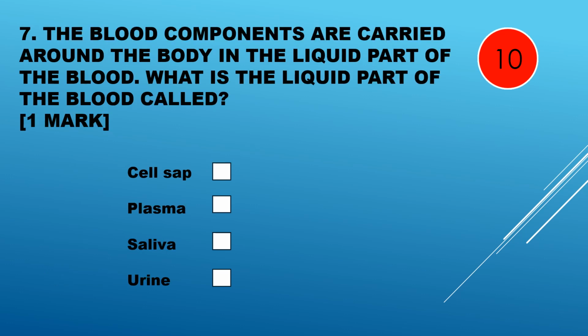Question 7. The blood components are carried around the body in the liquid part of the blood. What is the liquid part of the blood called? Cell sap, plasma, saliva, urine? The liquid part of the blood is plasma.